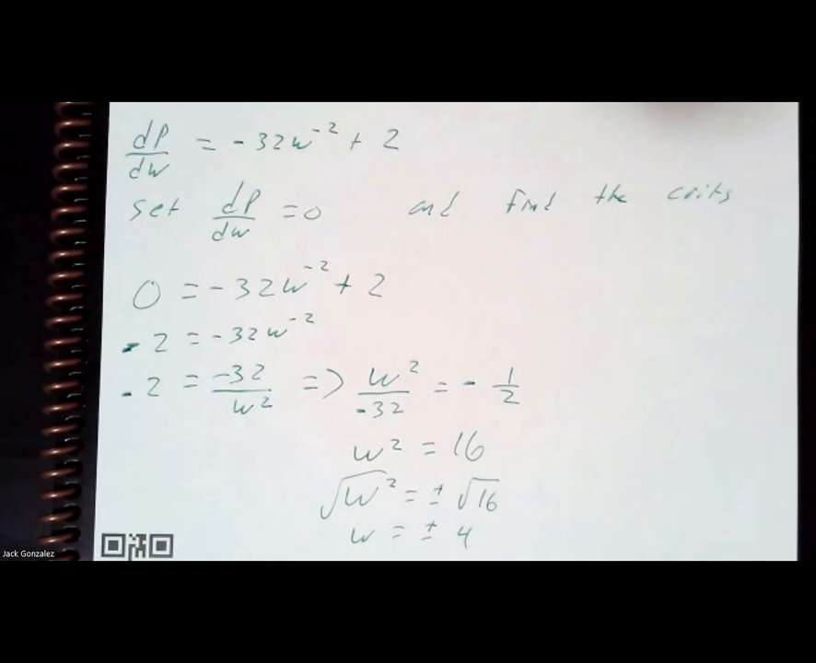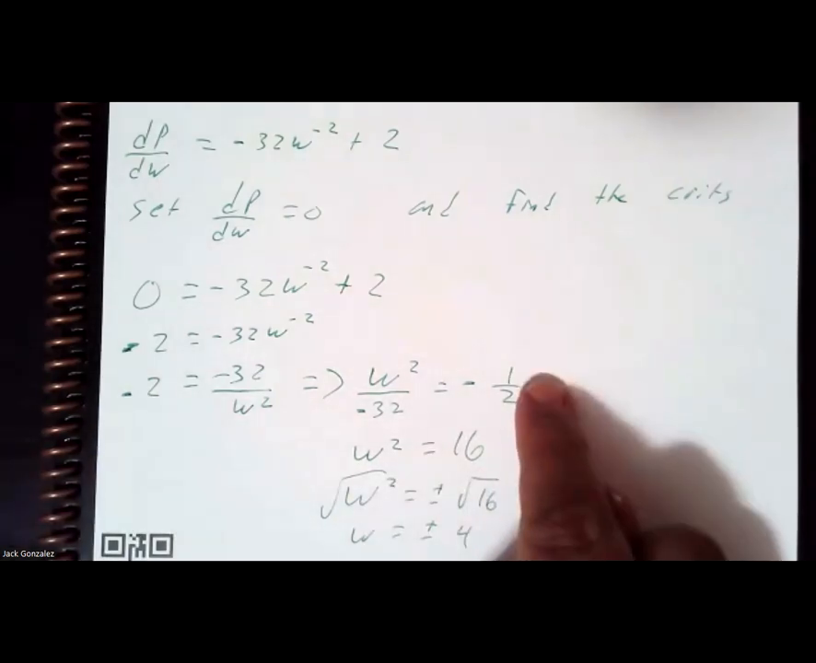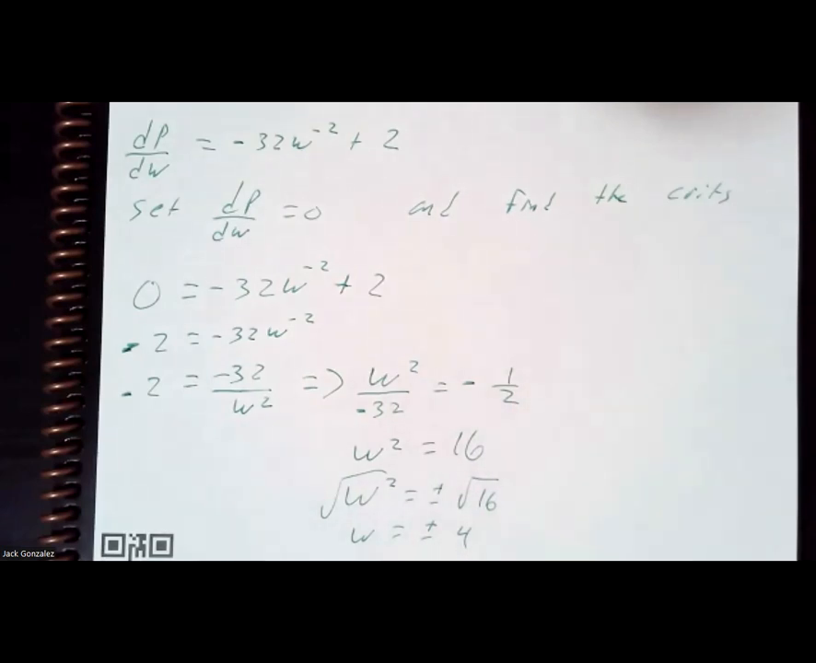From at the end where we get w squared over negative 32, how does that equal negative 1/2? Here? Yes. Which step? From this line to the next one? No, from this w squared to negative 1/2. Oh, from this to here? Yes. W squared over negative 32 equals negative 1/2.